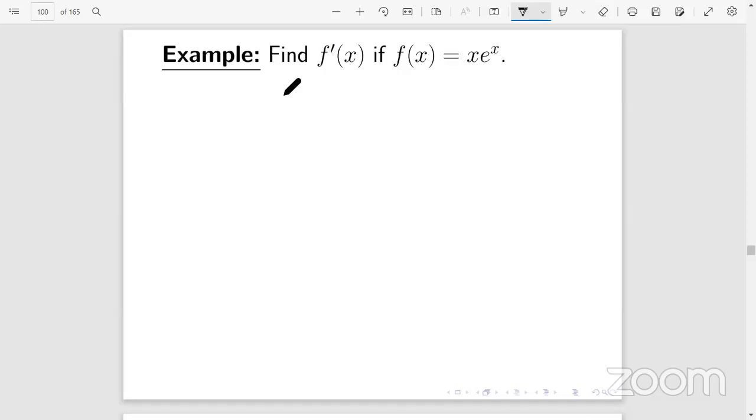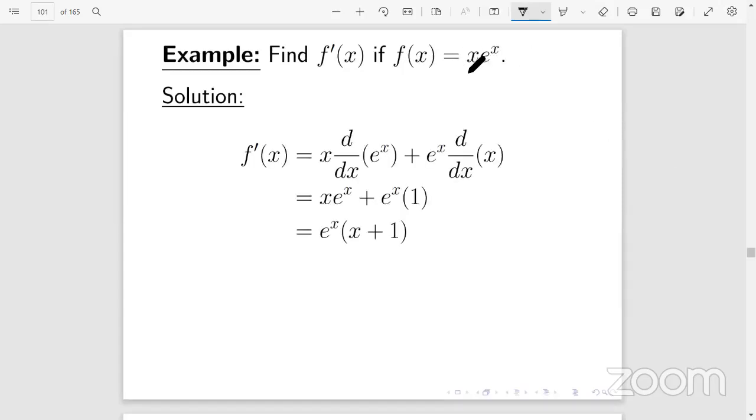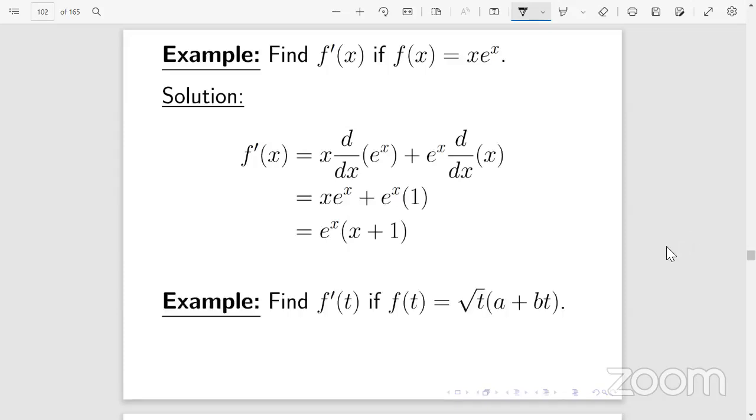We are asked to find f prime of x whenever f of x is x times e to the power x. So we use the product rule: keep x constant, differentiate e to the power x, plus now keep e to the power x constant, differentiate x. And this is what we get. We can remember that differentiating e to the power x, you still get e to the power x. So hence we have x times e to the power x here. Whenever you differentiate x, you get 1. So we have e to the power x times 1, which is e to the power x. So you can factor out e to the power x, you end up with e to the power x, x plus 1. I hope that makes sense.